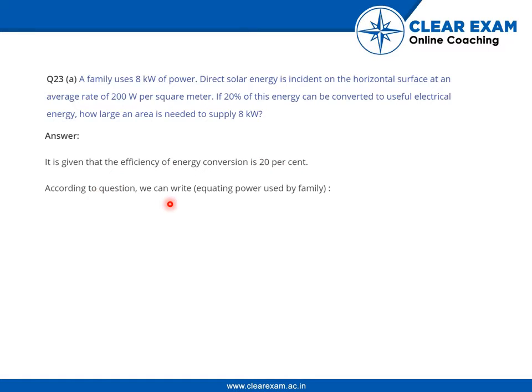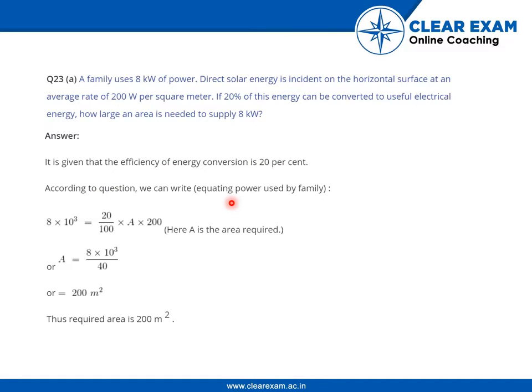According to the question, we can write 8 × 10^3 = 20/100 × A × 200. Here A is the area required. So we can find out the value of A, and it is coming out to be 200 meters square. Thus the required area is 200 meters square.